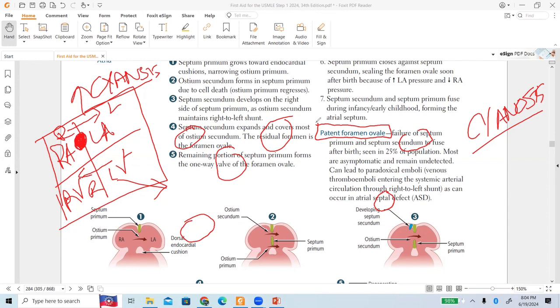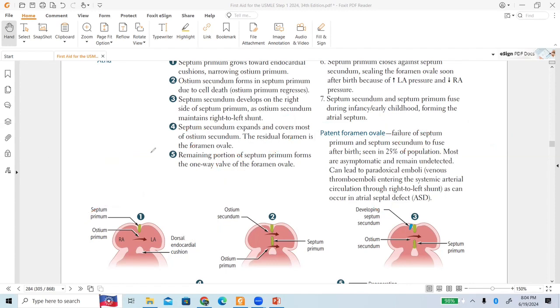Can you read the patent foramen ovale for me? Okay, sure. Basically, it's failure of the septum primum and septum secundum to fuse after birth. It's seen in 25% of the population. Most are asymptomatic and remain undetected. It can also lead to a paradoxical emboli, which is a venous thromboemboli entering the systemic arterial circulation through a right to left shunt, as can occur in atrial septal defect.